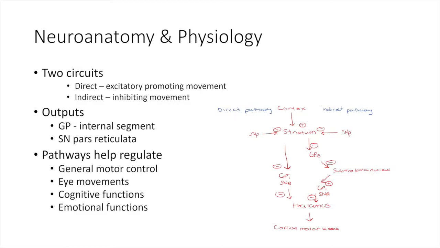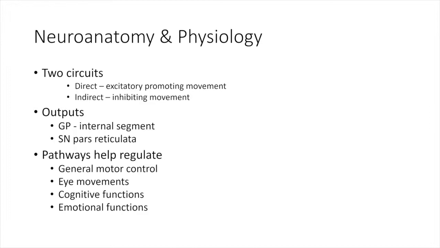Having said that, as I mentioned, the pathways help regulate movement, but they are also important for other key functions such as eye movements, and some roles in cognitive function and emotional function, because these neurocircuits are associated with the limbic system, and the limbic system, as you all know, is important for emotions.